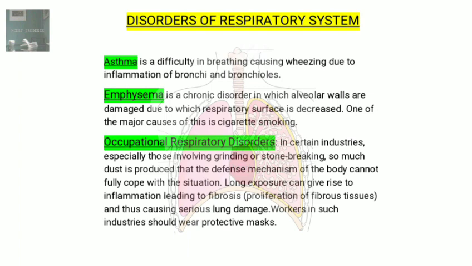3. Occupational respiratory disorder. Damage to the lungs caused by dust or fumes of noxious substances inhaled by the workers in certain specific occupations. Long exposure can give rise to inflammation leading to fibrosis. Fibrosis means proliferation of fibrous tissues. Examples for occupational respiratory disorders are as follows. 1. Asbestos-related diseases. Serious lung disorders that develop as a result of inspiring asbestos particles. 2. Black lung disease. Lungs appear black due to inspiration of coal dust over a period of many years.